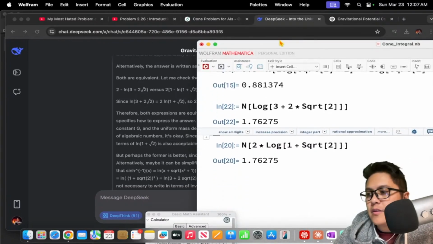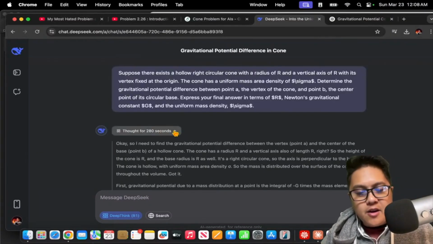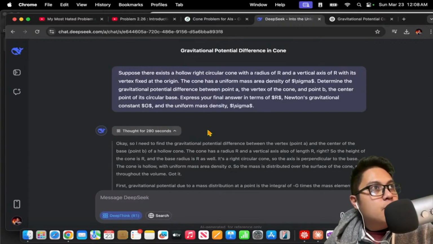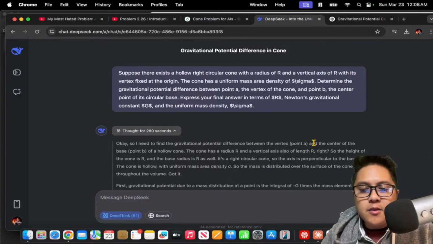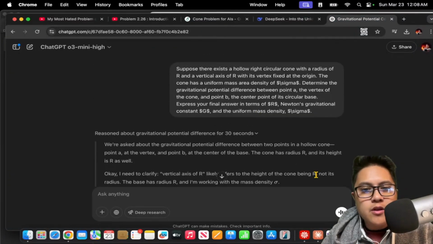I see. Okay. I learned something new. These LLMs teach me something new every day. It thought for 280 seconds. So it thought for 4 minutes and 40 seconds, compared to ChatGPT, which thought for 30 seconds.